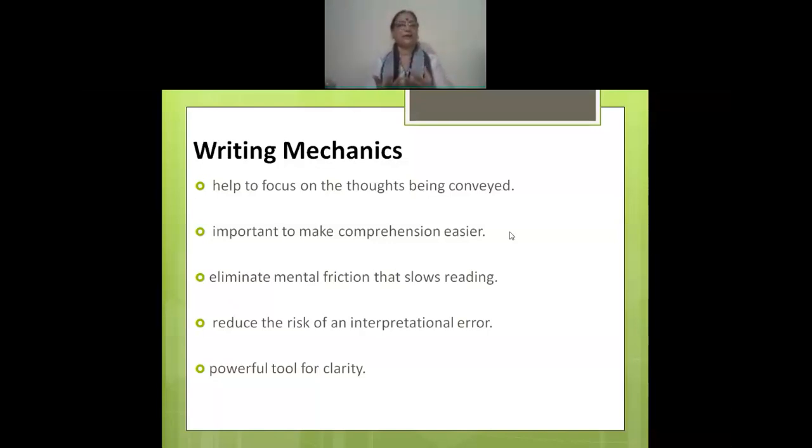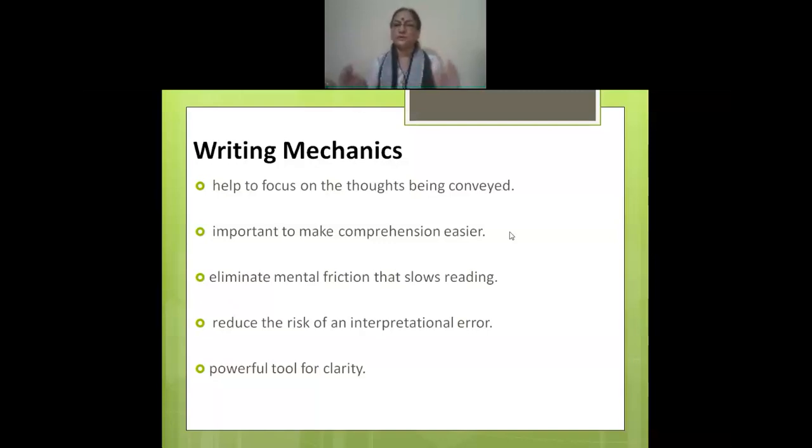Similarly, if mental friction is there and I have made my own interpretations, that means there could be an error in what I am interpreting. Maybe that is not what you wanted to convey. So this interpretational error can completely defeat the purpose of what was to be conveyed. So there should be no room for interpretational error.